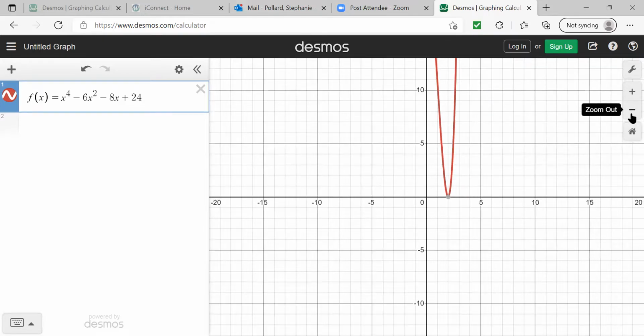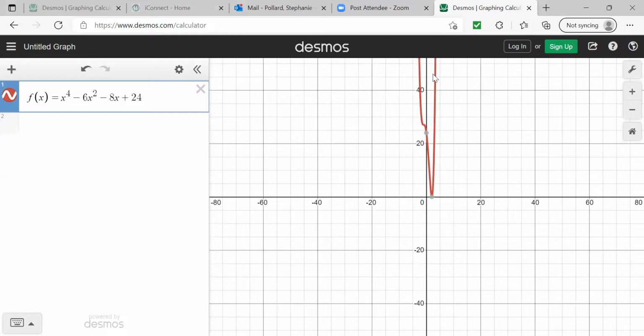And I can zoom out a little bit just to make sure I'm not missing anything. It doesn't look like I'm missing anything here. And I notice my highest power is 4, which is even. So it makes sense that both my ending values here are going in the same direction. So it looks like I only have one real zero here, which is 2. So I'm going to use this as my jumping off point. So I know that 2 is going to work.